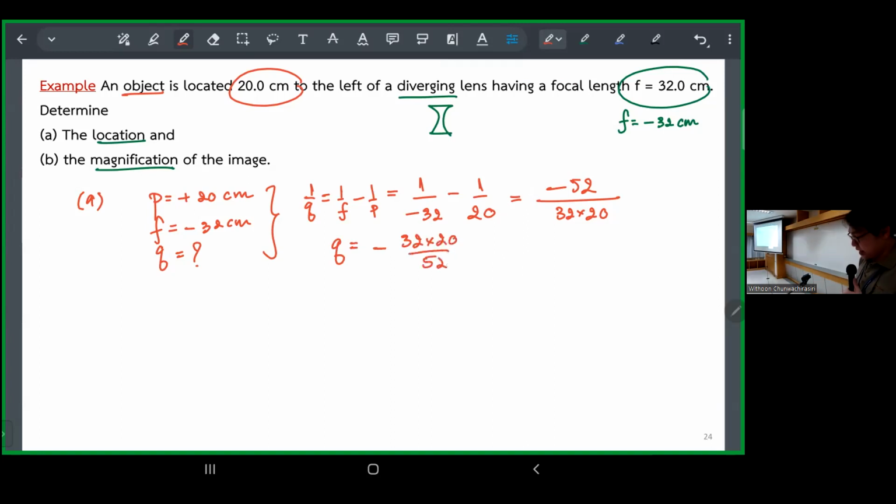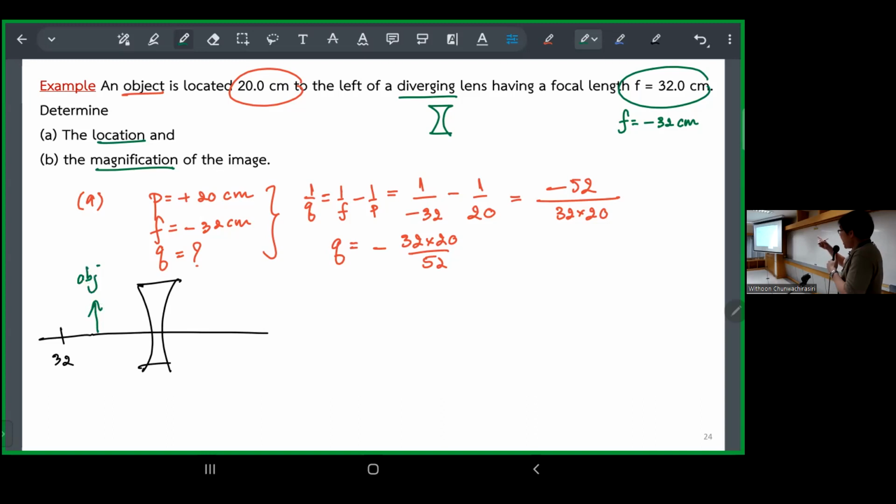That's it. What does the negative sign mean? If I draw the diagram a little bit here, I have the focal length right here, 32. But then you decided to place an object at 20 centimeters right here. This is your object. Your answer gives you a negative value, so that means your image location will be on this side, in the front. Because it's negative, light goes to a place where it's not supposed to go, which is in the front.